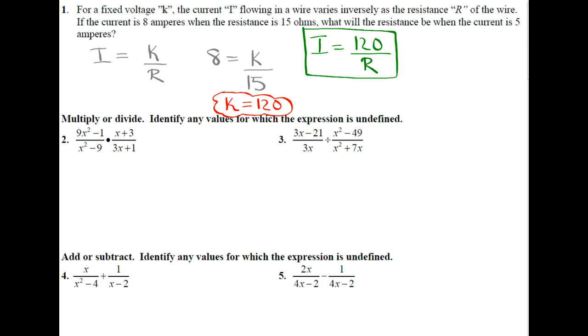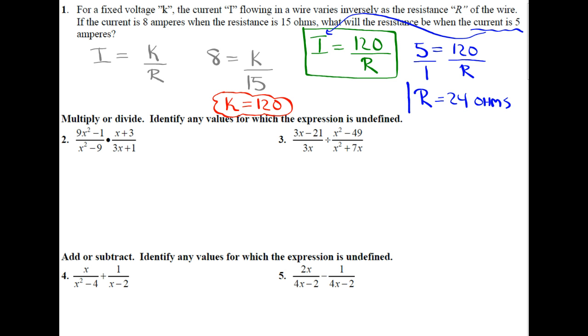And then finally it asks what will be the resistance when the current is 5 amps. So if the current is 5 amps, that is going to go in for your I. So that would be 5 equal to 120 divided by what amount of resistance. And if you would solve that, you could use your cross products to solve, you would have 5R equals 120, when the resistance is 24 ohms. Okay, so that is a little direct and inverse variation question there.